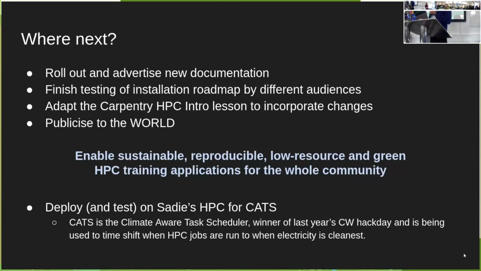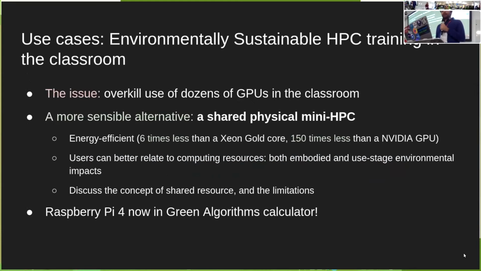One of these applications is the CATS project that was part of the hackathon last year. And another one is environmental sustainability. Because of time, I'm not going to spend too much time on that. But obviously, there are lots of environmental benefits to it because it's small scale and it doesn't require a million GPUs and can be used for training.